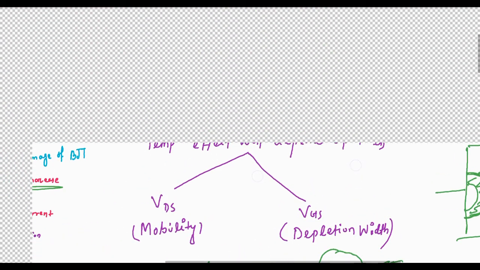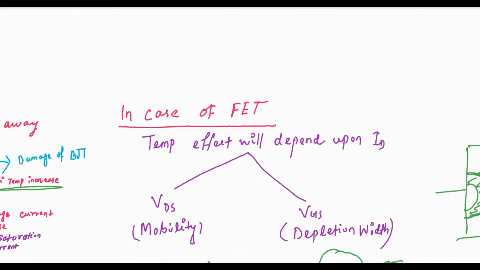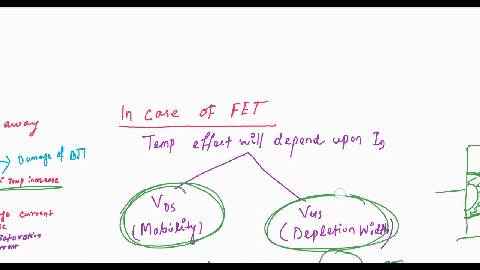So one thing to remember, in case of temperature increment, VDS, that means drain to source voltage, will control the mobility, and gate to source voltage will control the depletion width. We have to remember this, which is controlling what thing.